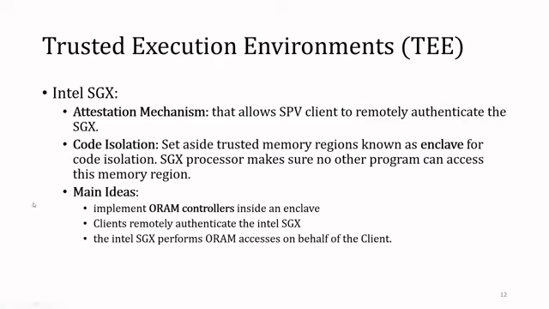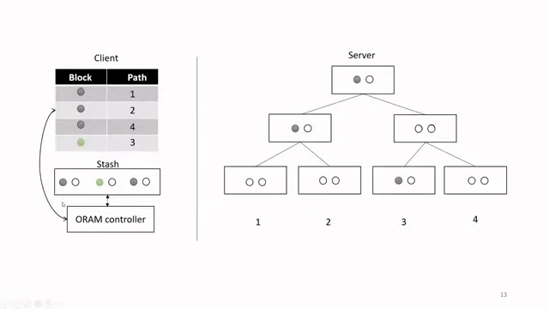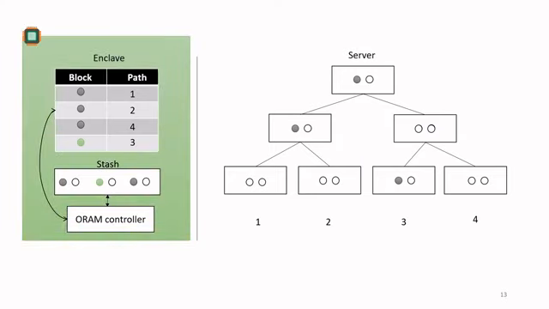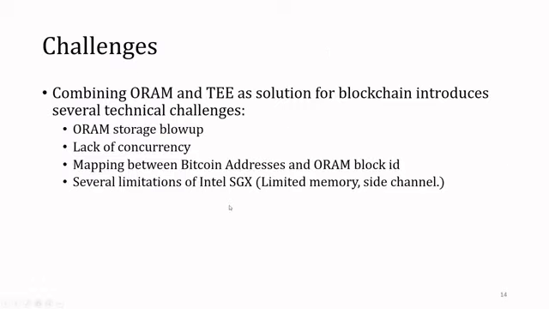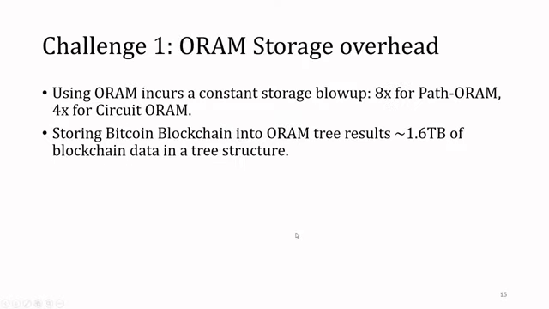Now going back to the ORAM architecture we mentioned before, the client now becomes the enclave, and the server now becomes the untrusted memory region. However, combining ORAM and TEE as a solution for the blockchain introduces several technical challenges. In the next few slides, we will explain what these challenges are and how we will address them.